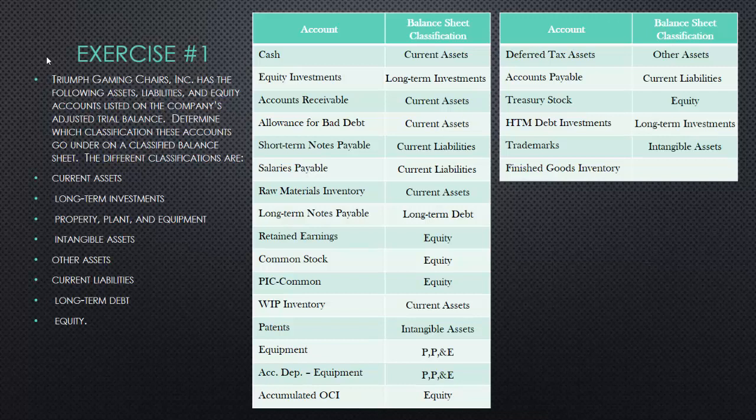And lastly, we have finished goods inventory. Well, if raw materials inventory and WIP inventory were both classified as current assets, I think finished goods is going to go in that same section.